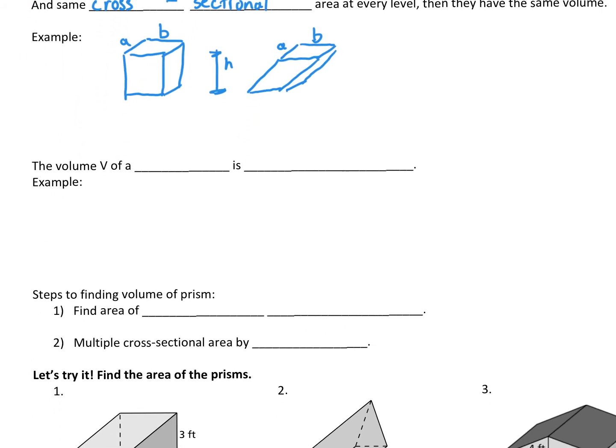So that gives us the formula for volume of a prism. So the volume V of a prism is V equals B times H, B being the area of the base.